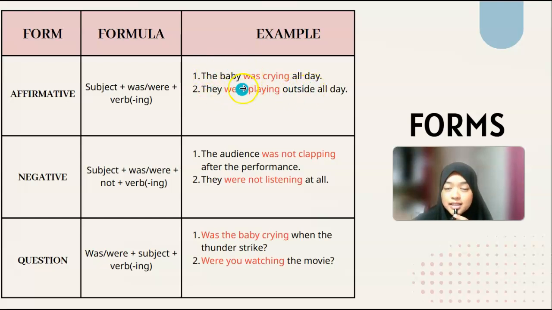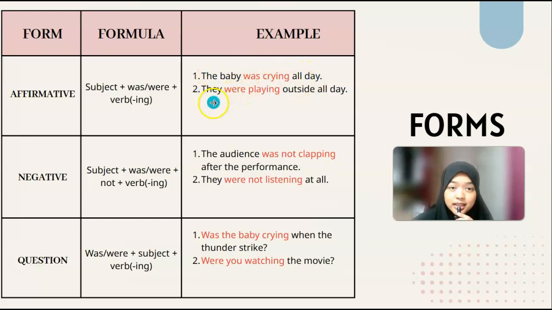For example, the baby was crying all day. So the baby is the subject, and then you have the verb to be was, because the noun is singular, hence why we use the verb to be was. Okay, and then you have the action verb, cry, plus ing, all day. So the sentence would be, the baby was crying all day. So that is the example of affirmative form of past continuous tense.